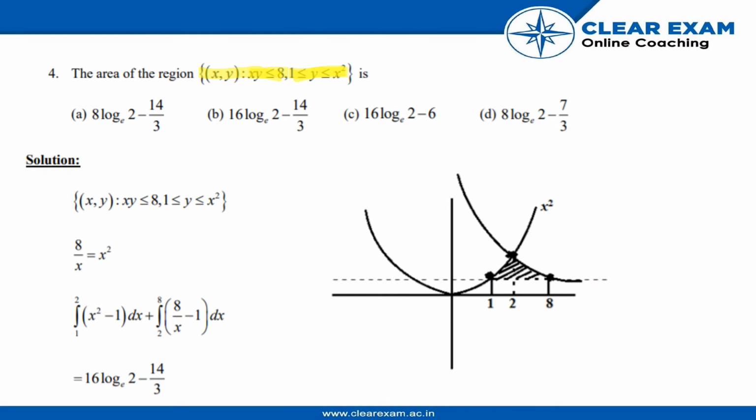So let's see this. Here is the graph and we have to find this area. It is a simple question. The conditions they have given are xy is less than or equal to 8, that is, x into y coordinate is less than or equal to 8, and y is greater than 1 and less than x square. So simply, we can write y as 8 by x.